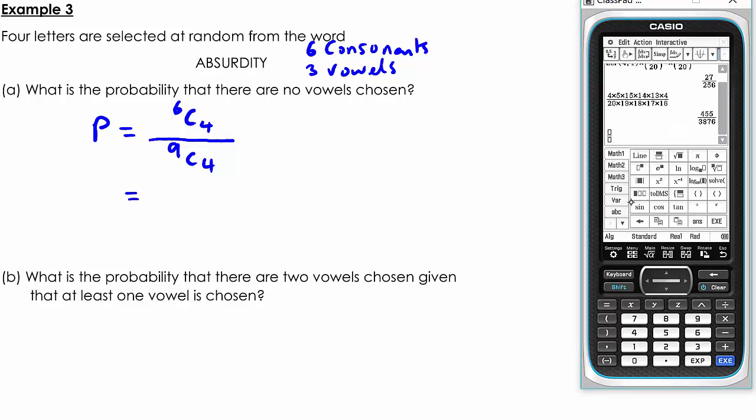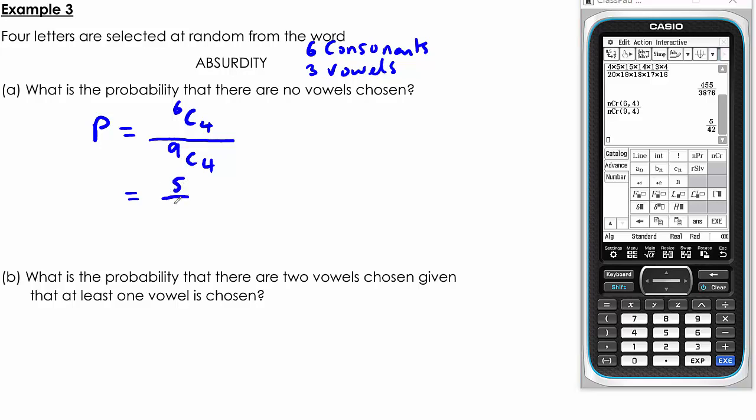So it's just going to be 6C4 over 9C4, with 9C4 on the bottom, and that gives us 5/42.